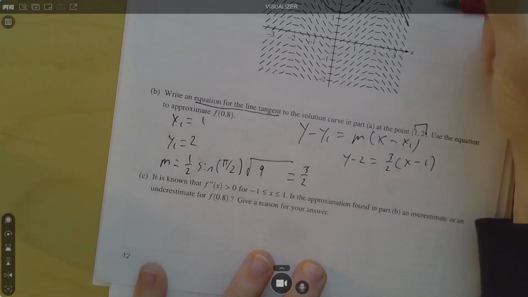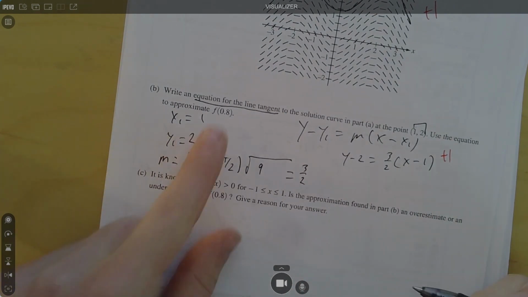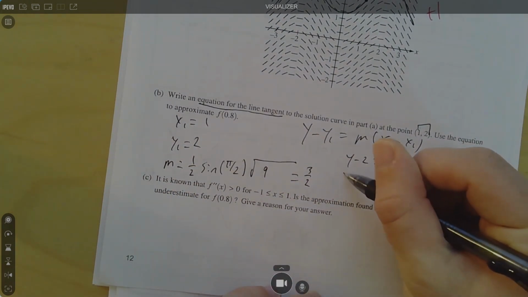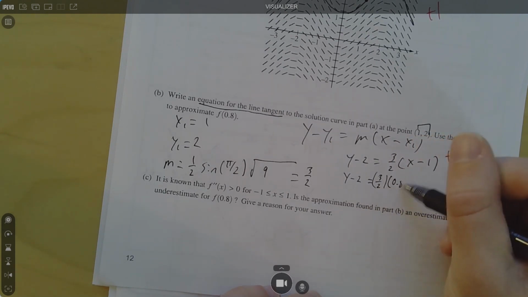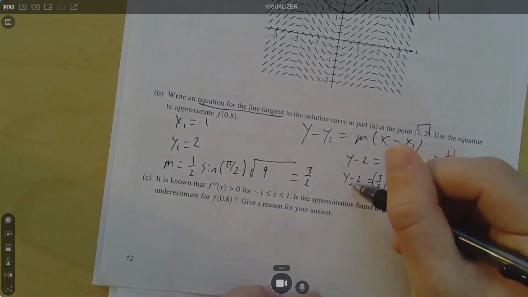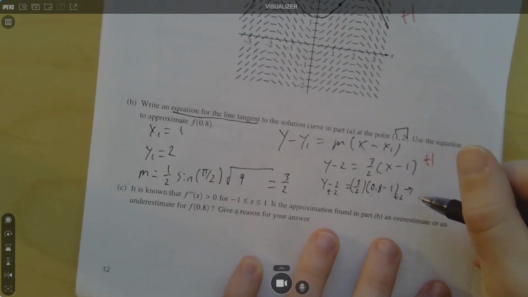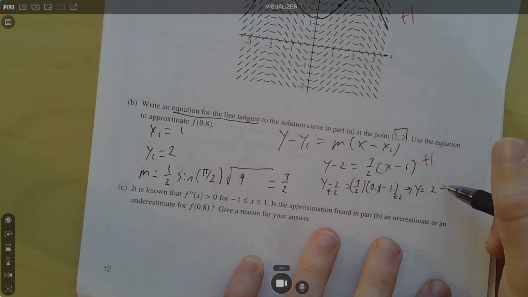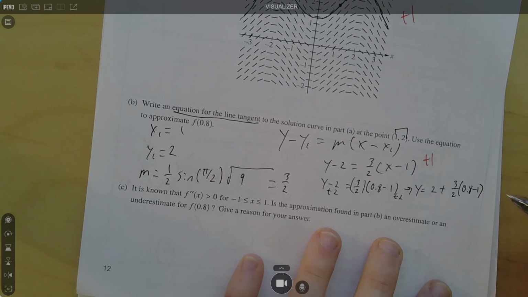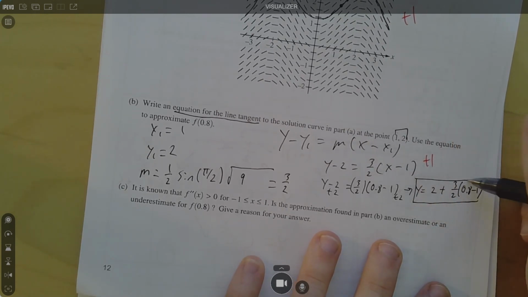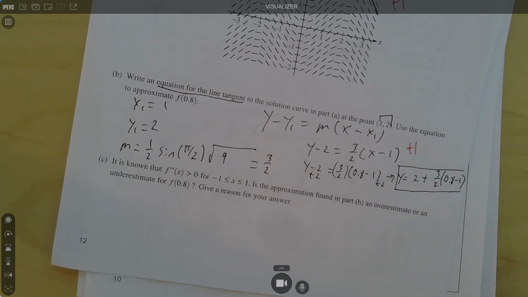I'm going to grade this right here. That's 1 point, and this is 1 point right here. Then we have to plug in the 0.8. So we get y minus 2 equals 3/2 (0.8 minus 1), and then we do plus 2 on both sides. So we get y equals 2 plus 3/2 (0.8 minus 1). This is actually fine. You can leave it like this, because once you get to a point where I can put this in the calculator and get the right answer, you're done. If you want to go further, we can.